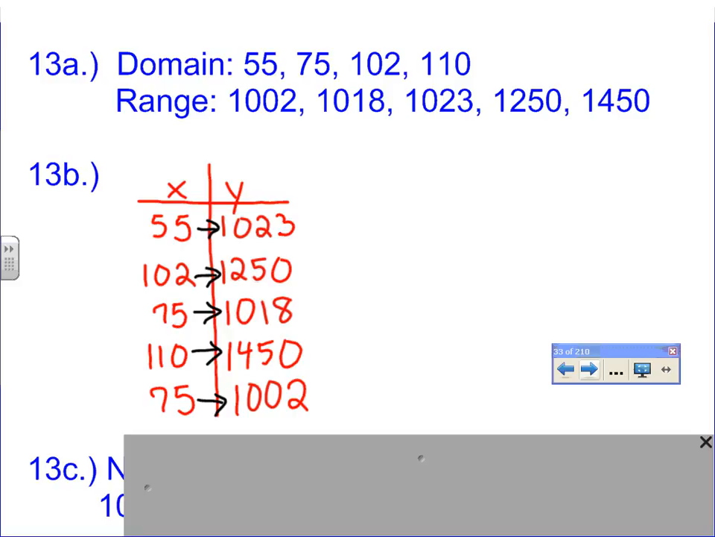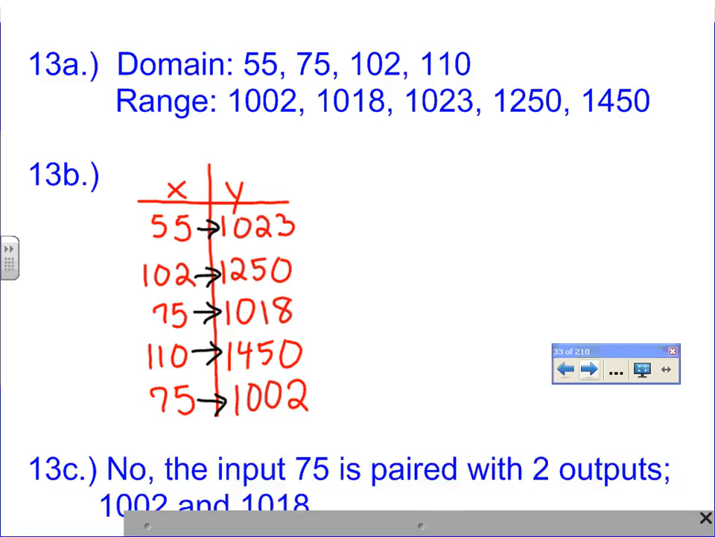Yeah. So that's okay. Just use different terms than what you did in class. Any more questions about the mapping diagram? I think once you see that, it's really self-explanatory. And then last one, 13C, is it a function or is it? Yeah, why not? Okay, so no, because 75. Yeah. Right. 75 is paired with 1002 and 1018. So, any more questions? Hopefully pretty easy.